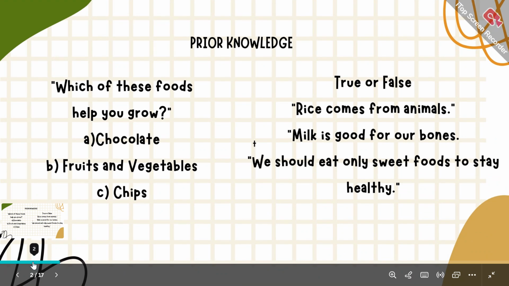What is the prior knowledge? Which of these foods include raw fruits or vegetables, not chocolate and not chips? Milk is good for both, yes. Rice comes from animals, false. Fish only eats sweets. Foods to healthy, that is false. This is the prior knowledge.